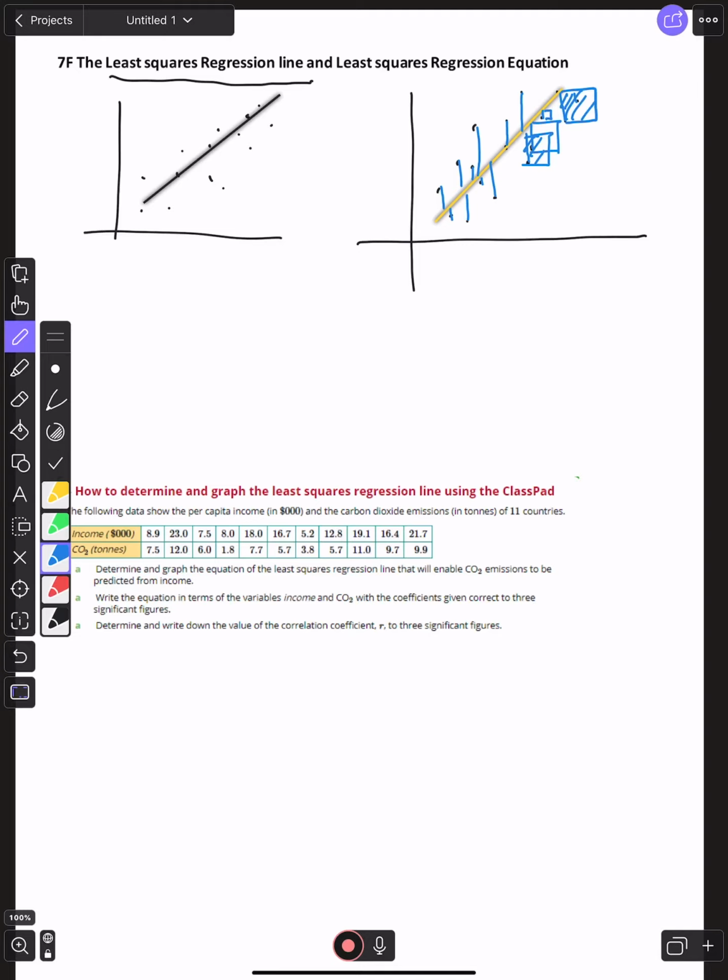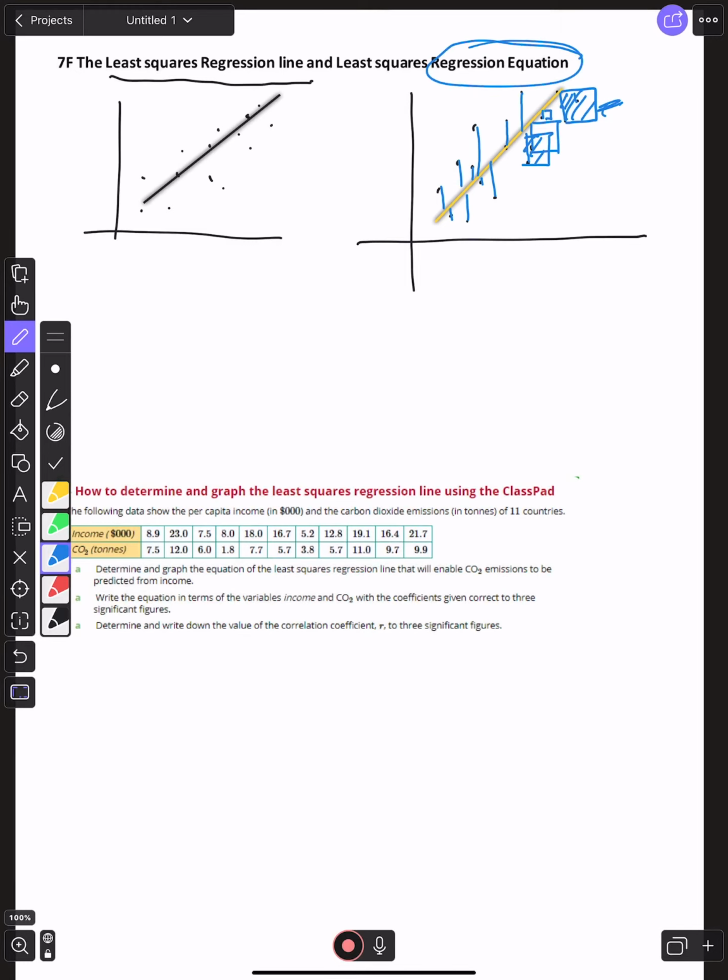You don't actually have to do this process. Your calculator is going to do it all for you, which is amazing. And you do it in the exact same place that you get your Pearson's correlation coefficient. So the steps are very easy. So the regression line can be put in really easily with your calculator, and we're interested in the equation, the regression equation.